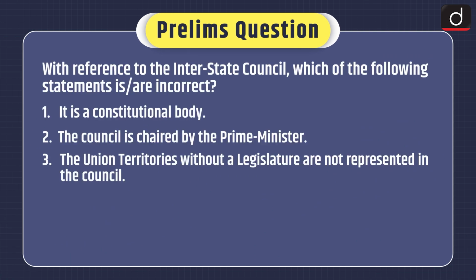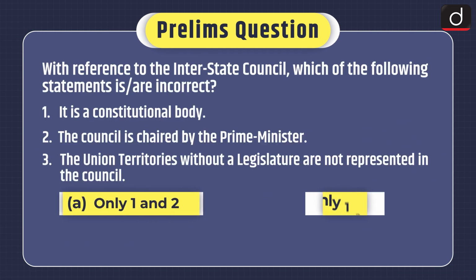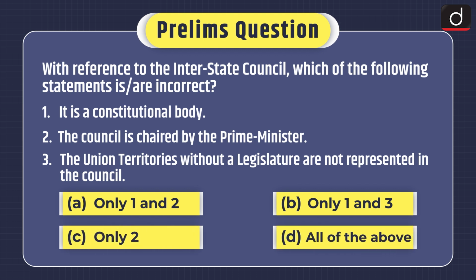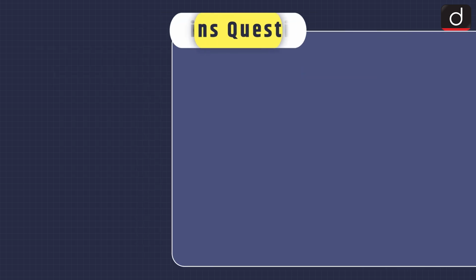Now it's time for the practice question. First of all, prelims based question. With reference to the Interstate Council, which of the following statements is or are incorrect? 1. It is a constitutional body. 2. The council is chaired by the Prime Minister. 3. The union territories without a legislator are not represented in the council. Options are only 1 and 2, only 1 and 3, only 2, or all of the above.